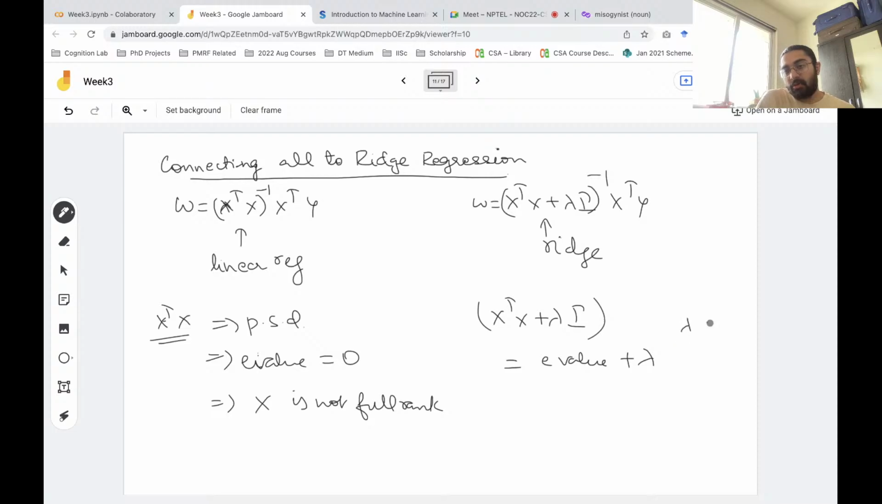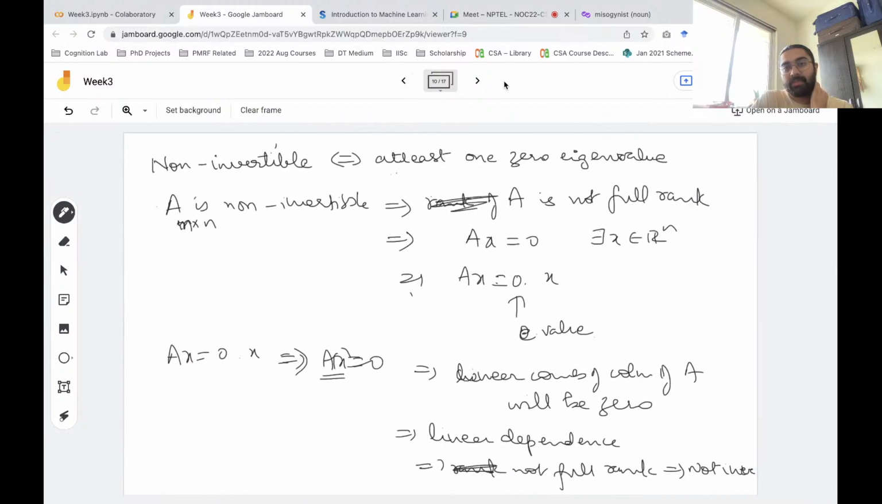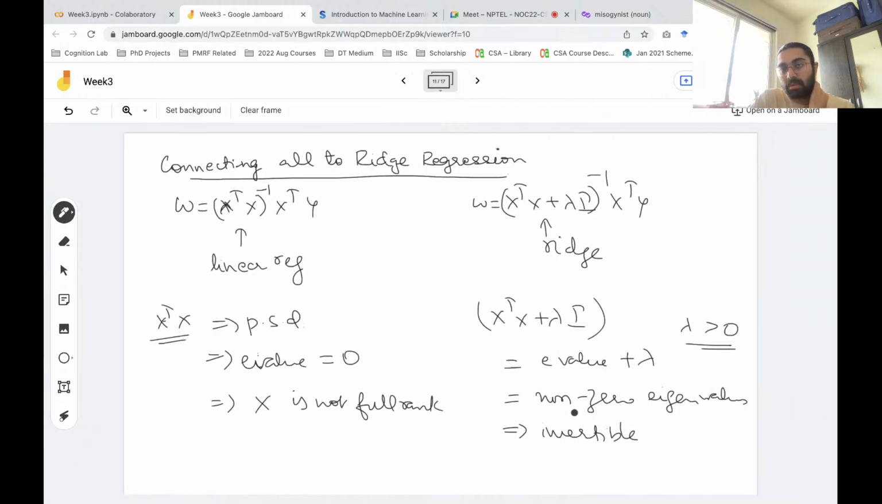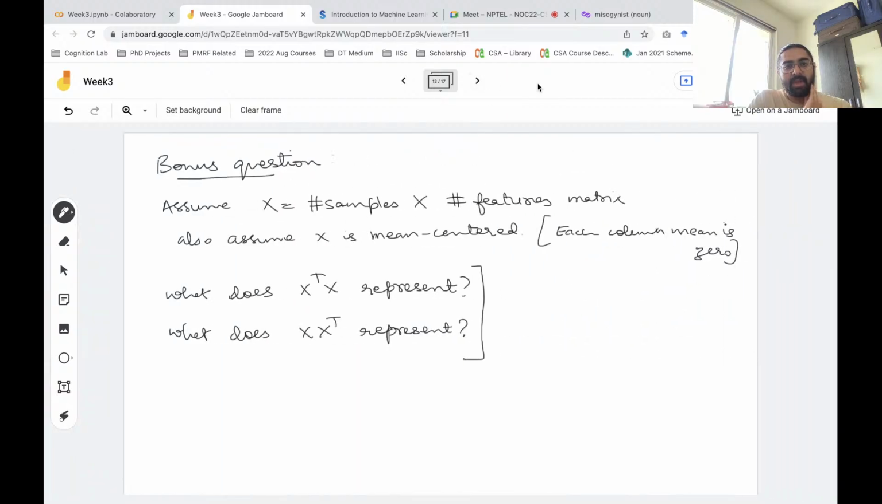And we have said that I will always set lambda strictly greater than 0. This makes sure that this new matrix will always have non-zero eigenvalues, which means you will get an invertible matrix, from what we discussed just now. It has no zero eigenvalues, so it becomes invertible. All right, so this is the idea behind ridge regression.